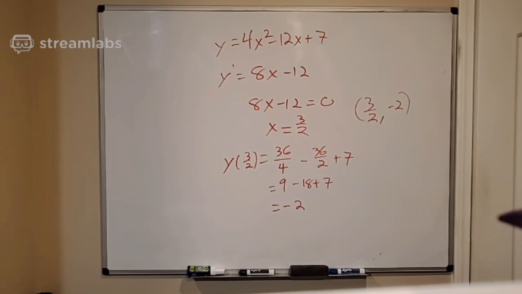Okay, so now for part B, we want to know where that line is tangent to the curve. At that point, that would be where their derivatives are equal. So you have to use calculus here. So if that line is tangent, you take the derivative of this curve and set it equal to the derivative of the line.